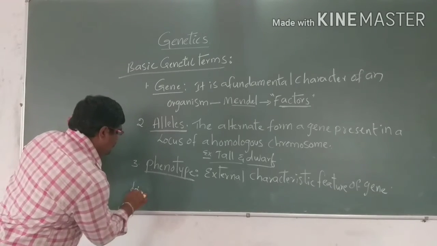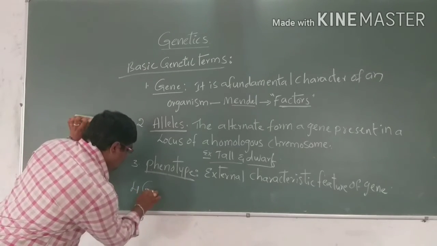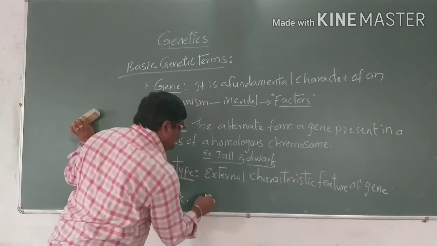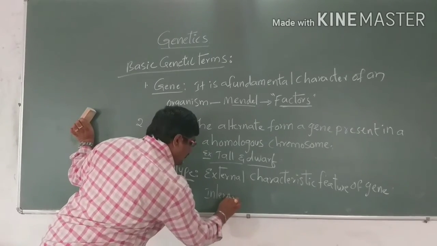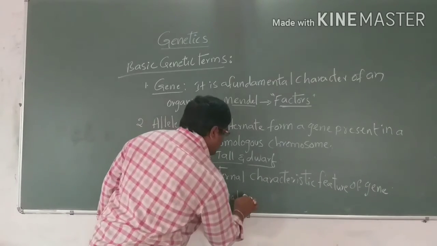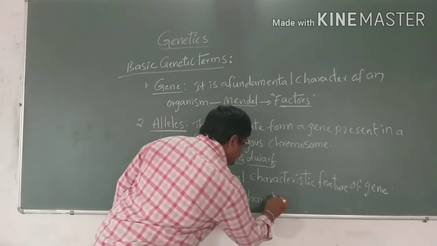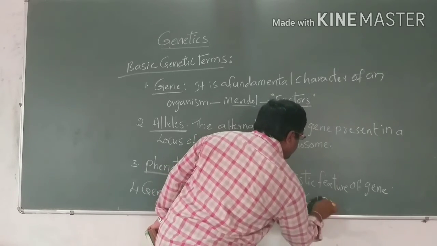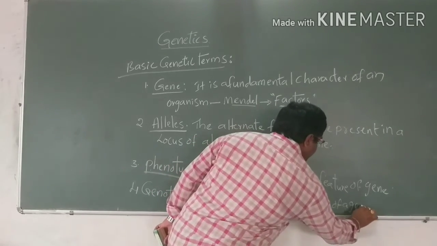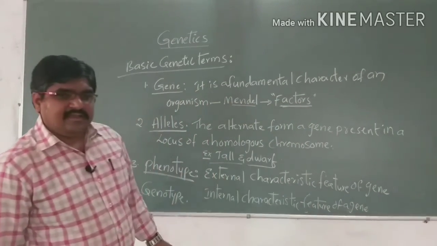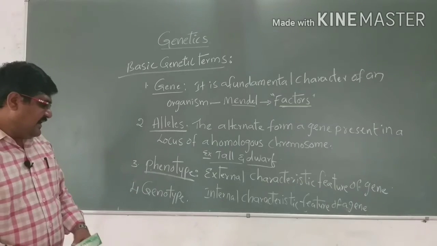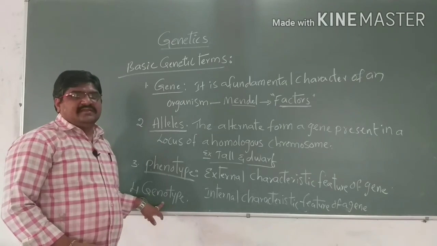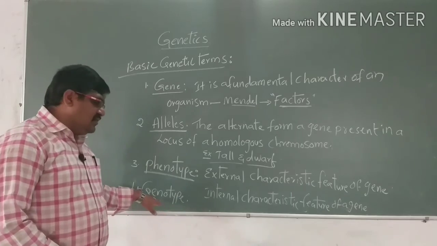Next, the fourth one, phenotype and genotype. Genotype is the internal structure, the internal characteristic feature, or the internal constituents of a gene. Internally it is showing, and that internal structure we call the genotype.